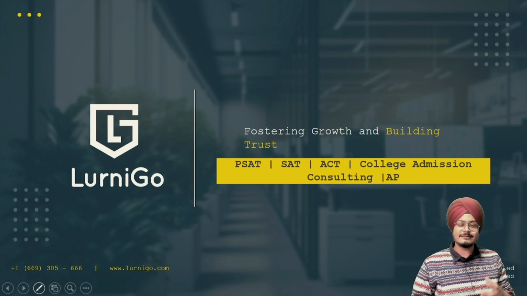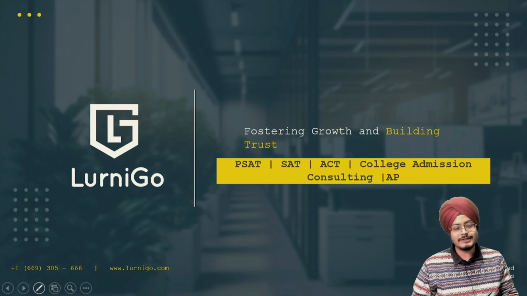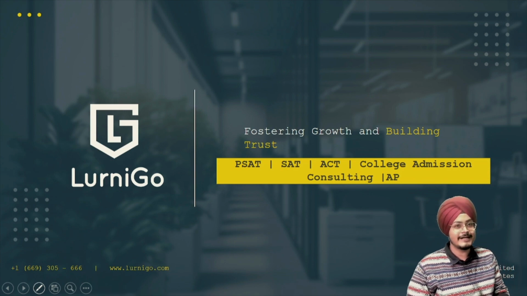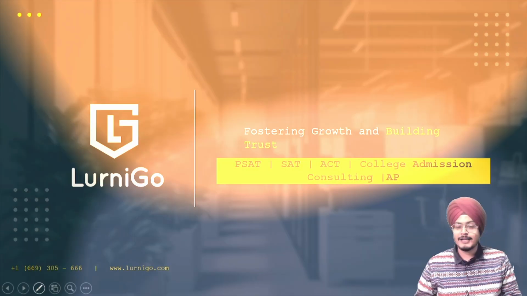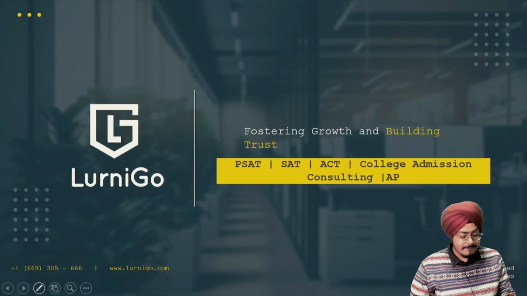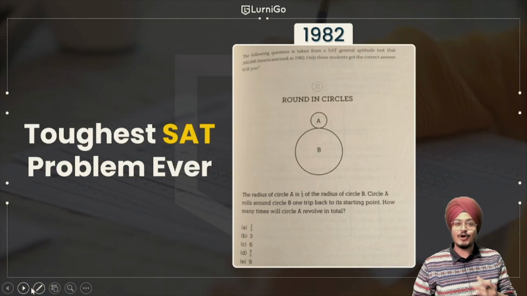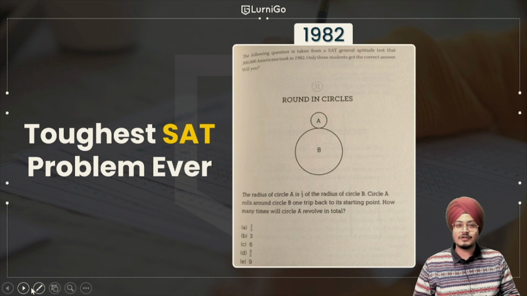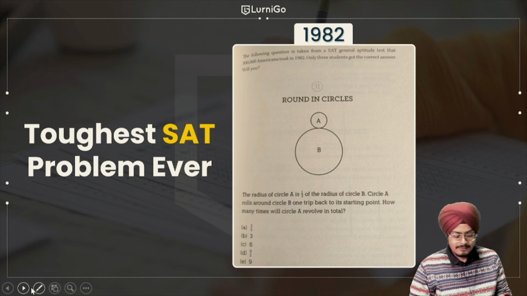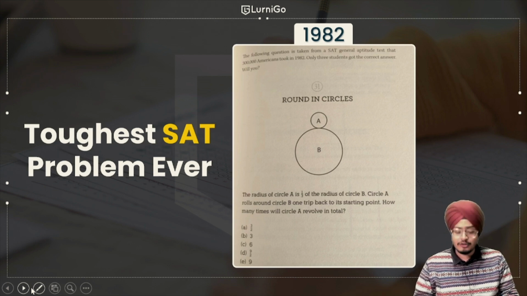Today's video is more specifically about an SAT maths problem, or I could say a classical SAT maths problem that was given in 1982. In 1982, an SAT maths problem was given in the paper, and unfortunately, not a single student was able to solve that problem. So in today's video, we're going to have a look over that problem and see what the correct answer for that is. Let's first of all have a look over the question.